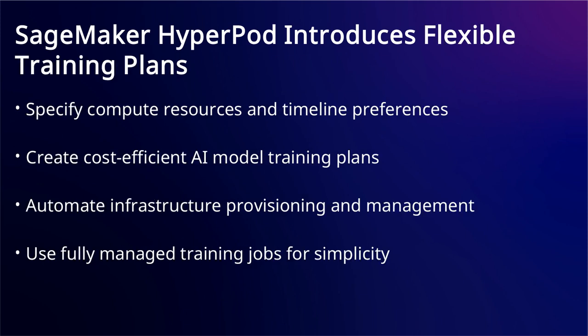Training large generative AI models often requires significant compute resources and time, which can be challenging to manage within budget and timeline constraints. SageMaker HyperPod's new flexible training plans address this issue. You can specify your compute preferences and timeline requirements. SageMaker then creates cost-efficient training plans, reducing training time. It automates infrastructure provisioning and manages workloads without manual intervention.